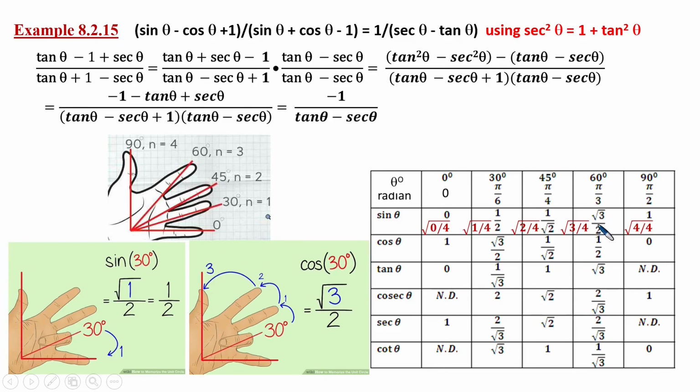And if you want to do 60, then you have to fold the forefinger. So you have 3 fingers down. So square root of 3 by 2. Similarly, for cos, if you fold this finger, you have 1 only up. So square root of 1 is 1, divided by 2. So it is 1 by 2.